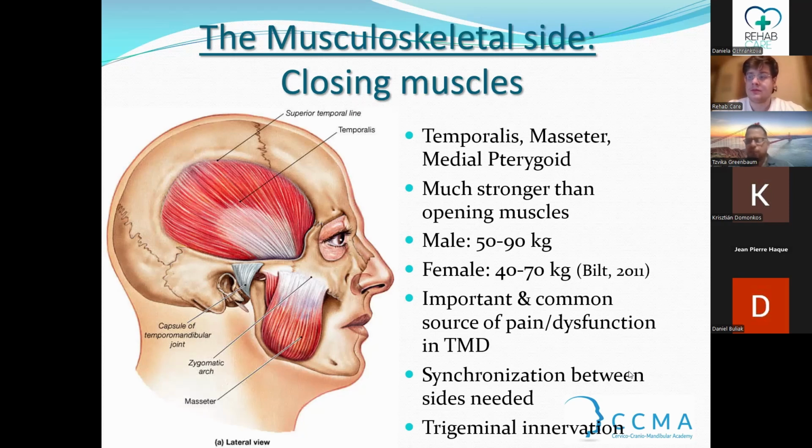Clinically, this force is important to break teeth when you have sleep bruxism, for example. When you do it uncontrolled during the night, it's quite easy to break one tooth or maybe some teeth, and therefore clinically the power of the closers is important to be understood.